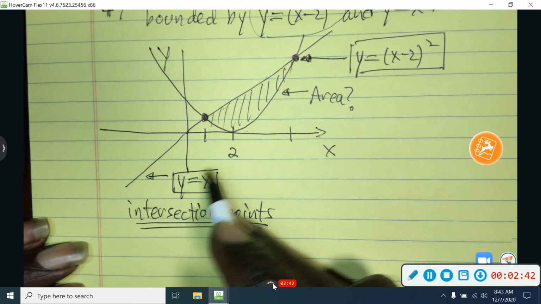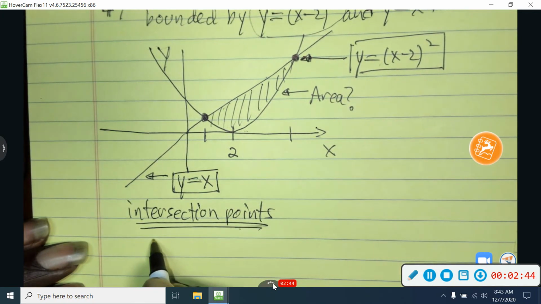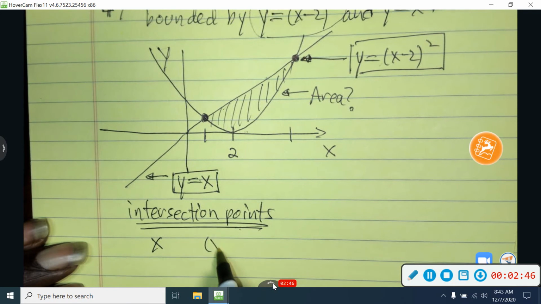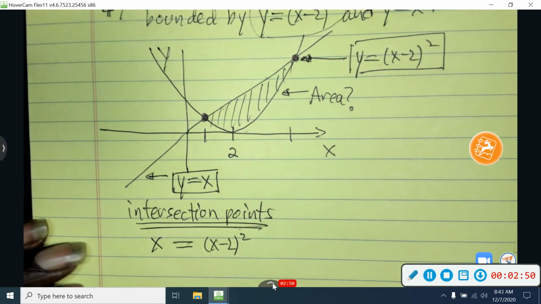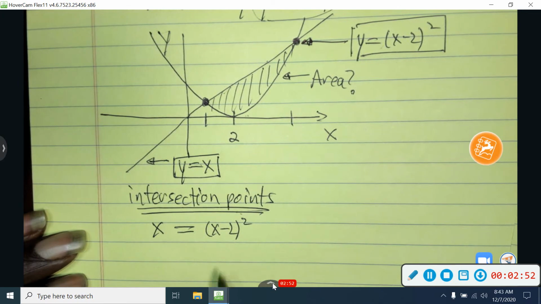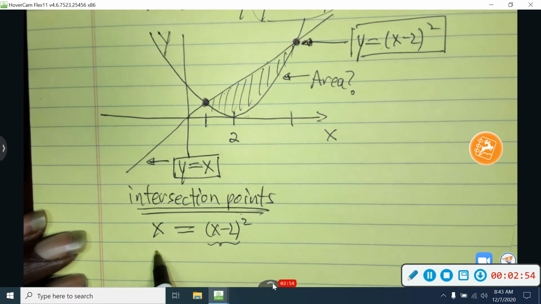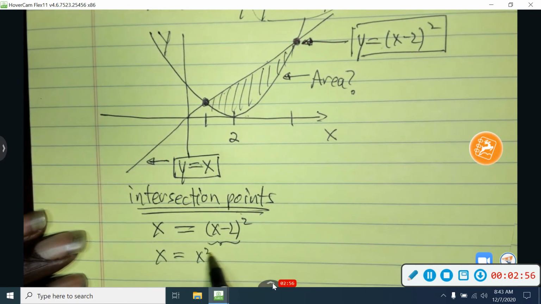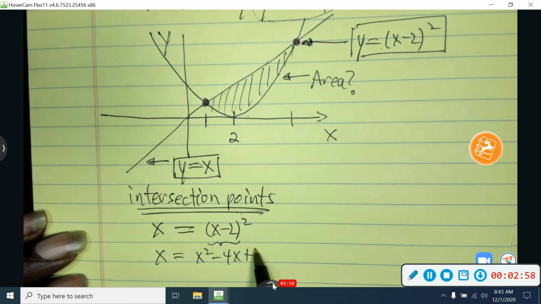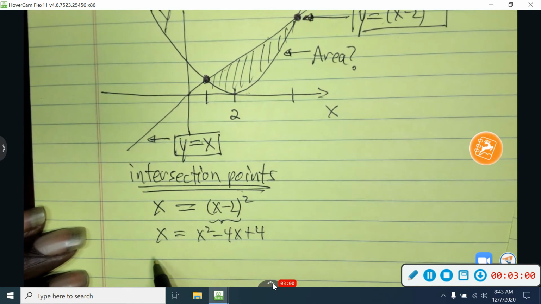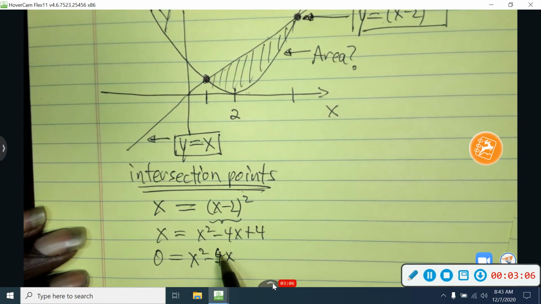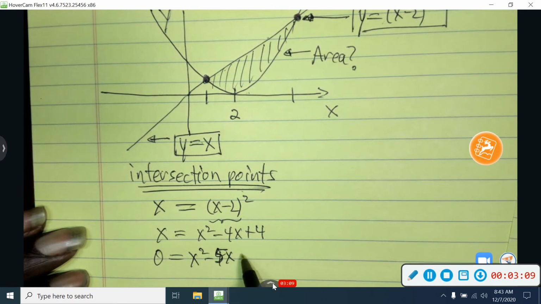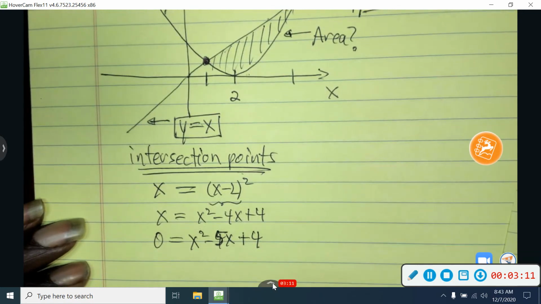So again, set the two functions equal. y is x, and y is (x minus 2) squared. I will set them equal to each other and find the x where they agree. First I'm going to square this out. So you get x is equal to x squared minus 4x plus 4. I'm going to subtract it all, get it equal to 0. So x squared minus 5x plus 4 is 0.